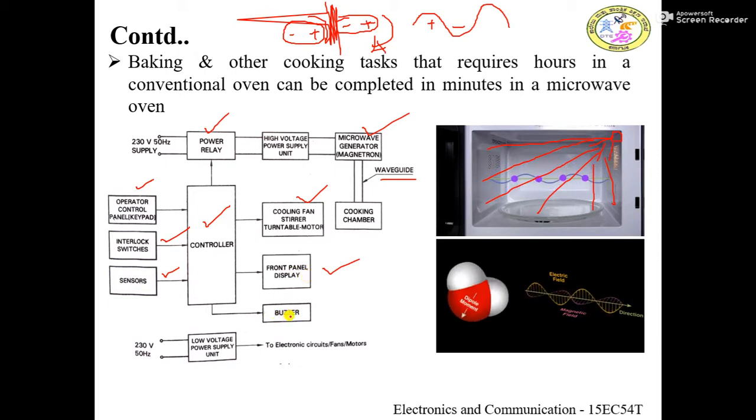Next one is the buzzer. Again, the buzzer is a kind of audible alarm. The buzzer is going to give an alarm to the user saying that the cooking process is completed. And the next one is the cooking chamber.